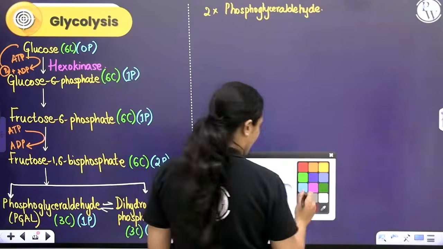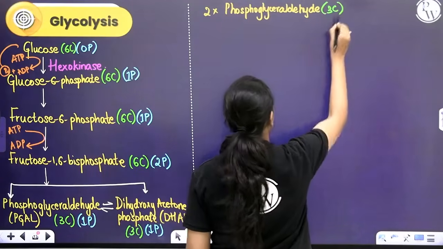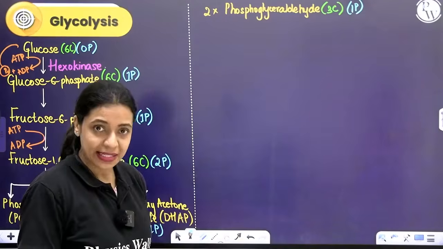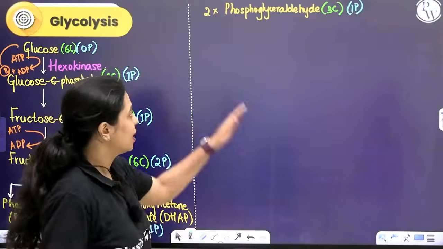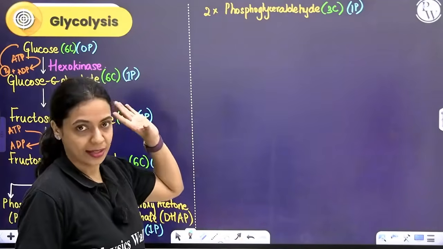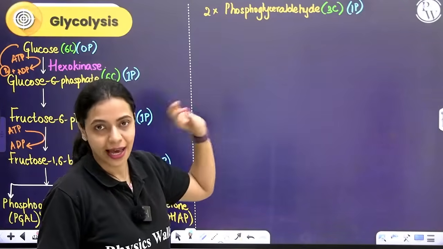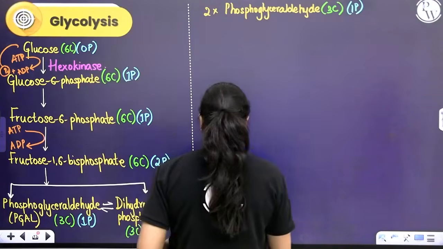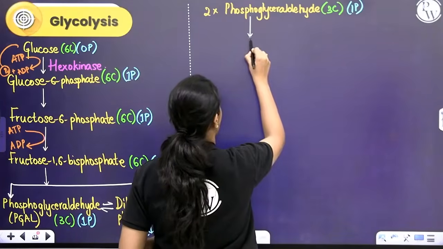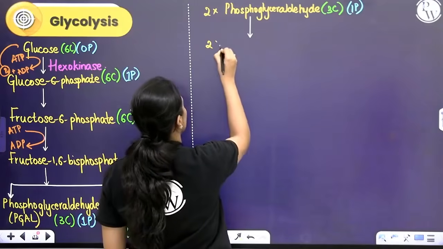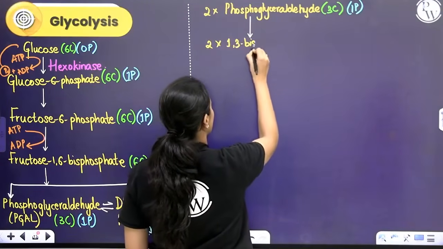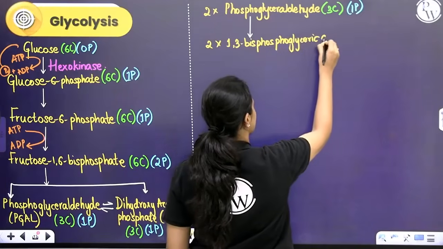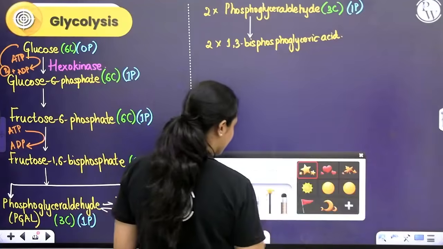Okay. Now, this phosphoglyceraldehyde has 3 carbons and 1 phosphate attached to the 3rd carbon. I've been saying that glycolysis is partial oxidation. This is the step in which oxidation actually takes place. You know, when an aldehyde gets converted to an acid, the aldehyde is getting oxidized to form an acid, right? So phosphoglyceraldehyde in this step will get oxidized and form 2 molecules of 1,3 bisphosphoglyceric acid. Now this step is important because of 3 reasons.